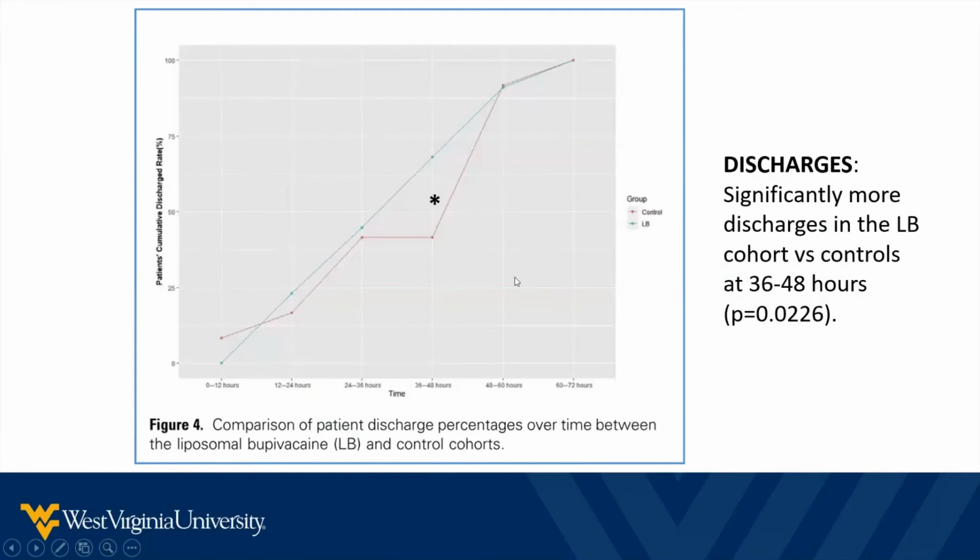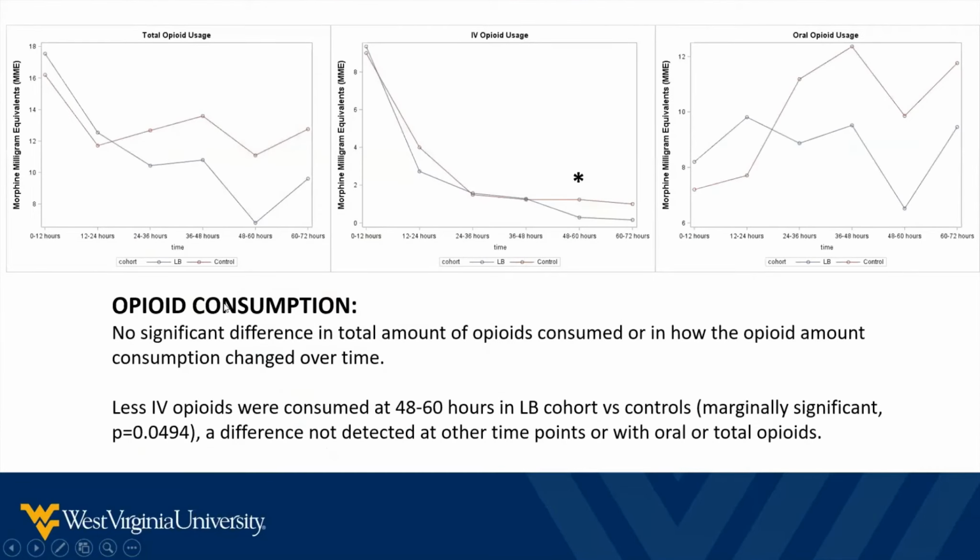Going into discharges, there were significantly more discharges at the 36 to 48 hour mark in the LB group compared to controls, a difference not seen at the other time points. Next, opioid consumption. There was no significant difference in total amount of opioids consumed or in how the opioid consumption changed over time. There were fewer IV opioids consumed at 48 to 60 hours in the LB cohort, but this was marginally significant and not seen at the other time points or with oral or total opioids.